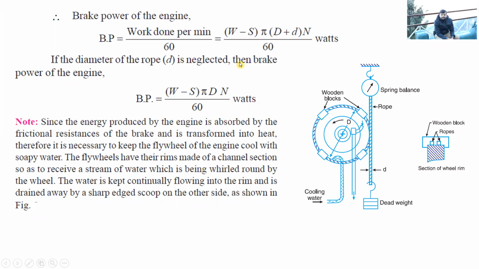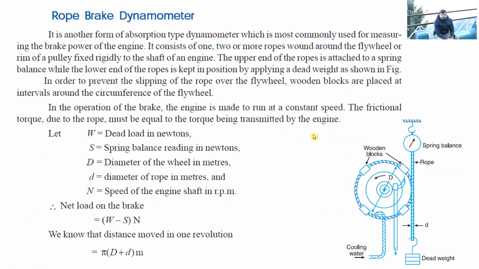And if we neglect the diameter of the rope, then it will become this force, W minus S, multiplied by pi D N divided by 60, in watts. This N is the number of revolutions per minute, that is in rpm. All right, so this is how this rope brake dynamometer works. So I hope this is clear to you.